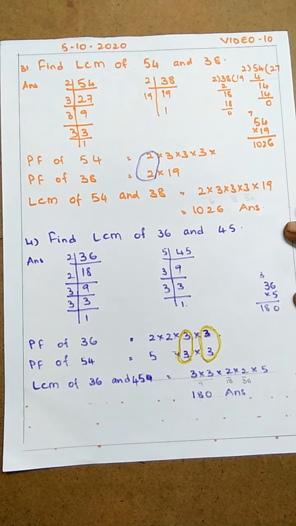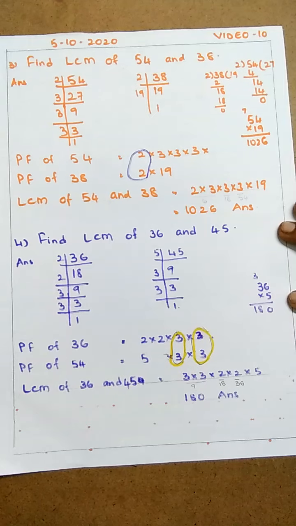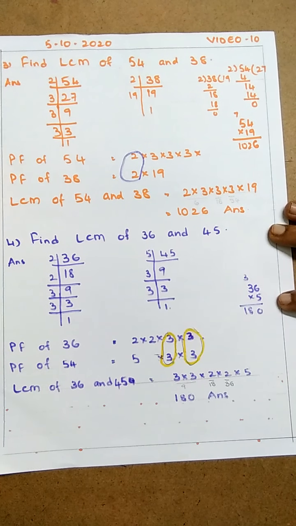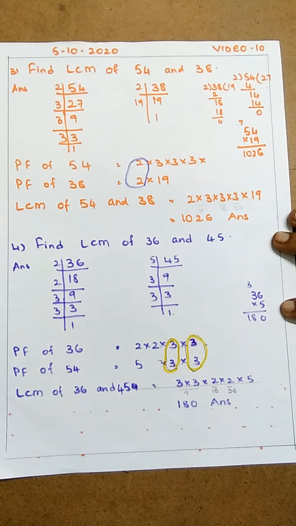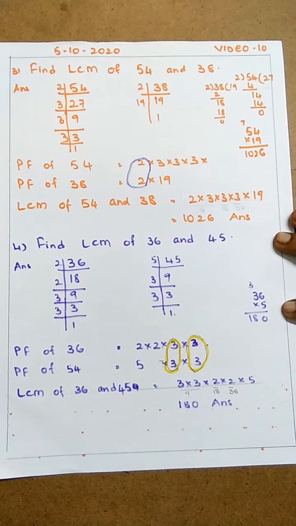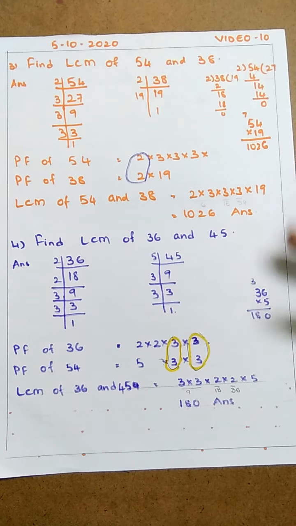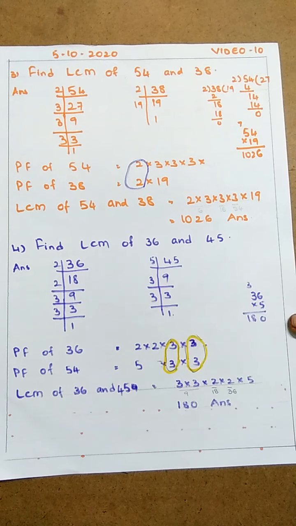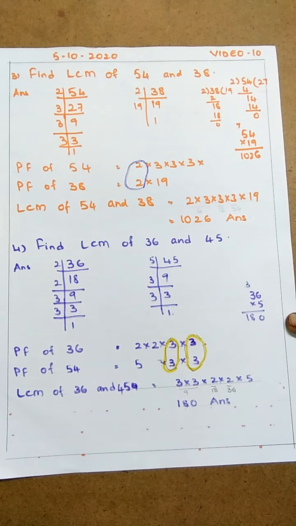So, in this way, you can do all the sums, the LCM of the given numbers by the prime factorization method. So, homework is given. First, copy all the 4 sums and do the homework sums that are given and show all the sums.